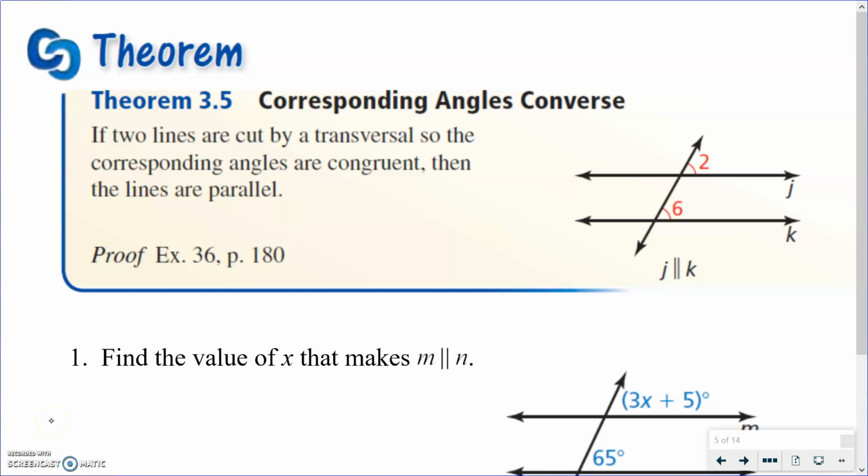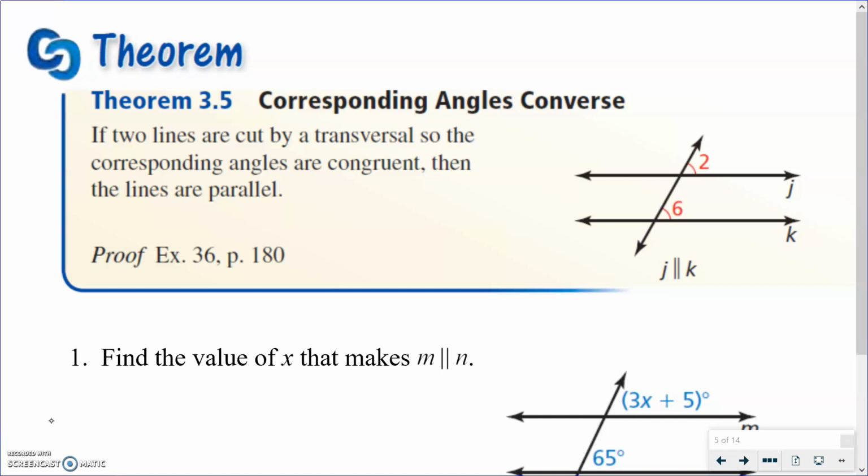Okay, so yesterday we talked about parallel lines that were cut by a transversal and all the different types of angle relationships that are created there and how we can use them. So for example, corresponding angles are congruent when you have parallel lines cut by a transversal. Alternate exterior and alternate interior angles are congruent when you have parallel lines cut by a transversal. Same side interior or consecutive interior angles are supplementary when you have parallel lines that are cut by a transversal.